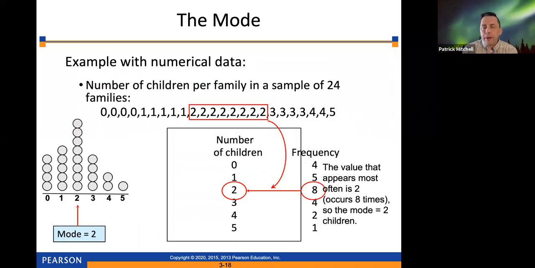Okay, but here's an example with numerical data. The number of children per family in a sample of 24 families is given here. So if you put these data in a frequency table, the value that appears most often is 2, which occurs 8 times, which means the mode is 2 children.